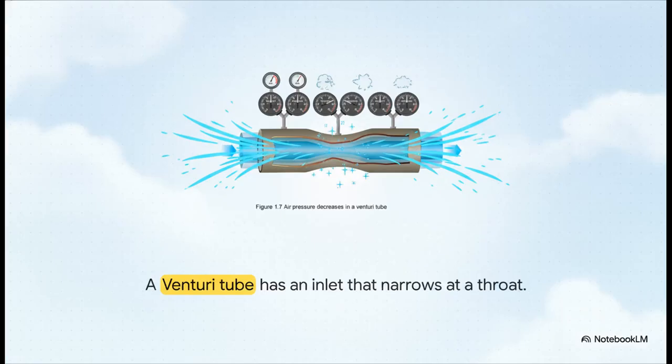Now hold on to that idea of speeding up air, and let's look at a Venturi tube. A Venturi tube is basically just a pipe that starts wide, narrows down in the middle at what we call a throat, and then widens back out. When air gets forced through that skinny, constricted section, it literally has to speed up to push the same volume through the smaller gap. And when it speeds up, something pretty magical happens. The internal pressure of that fluid drops.